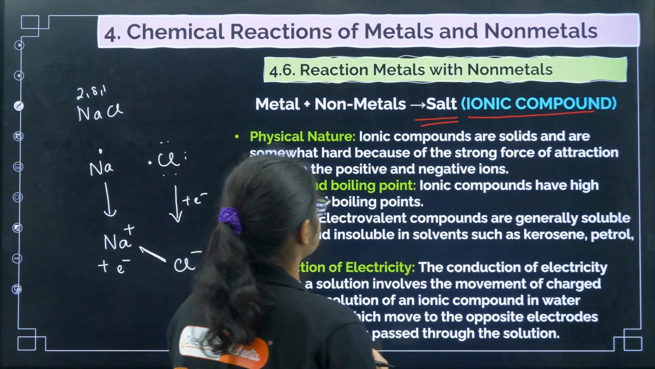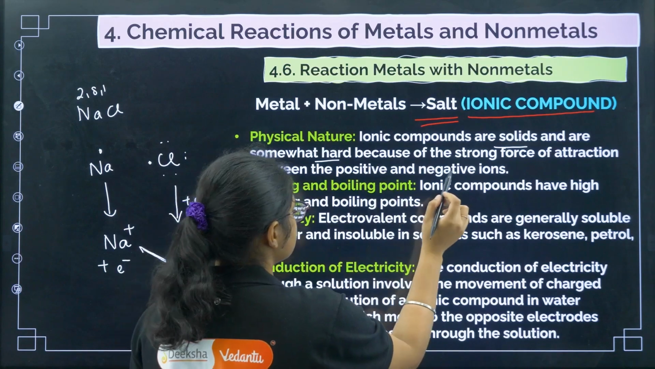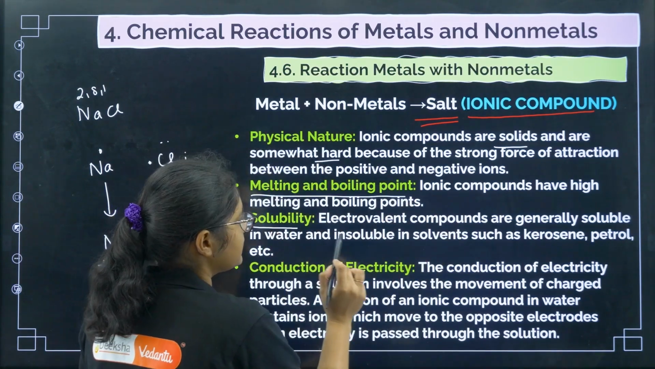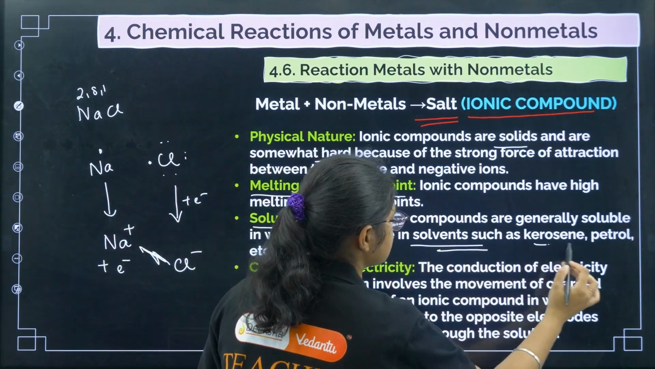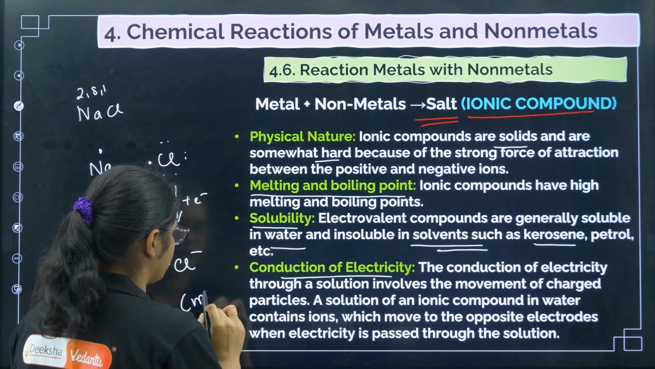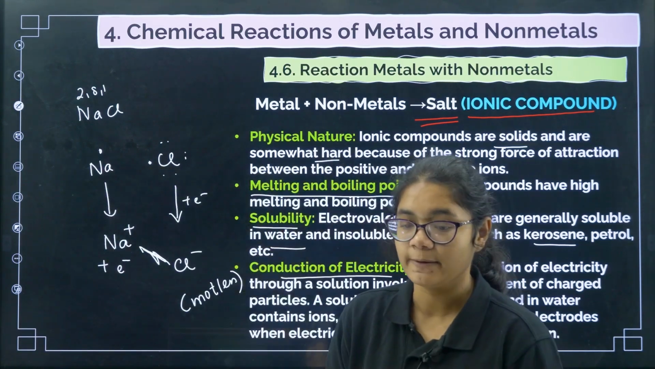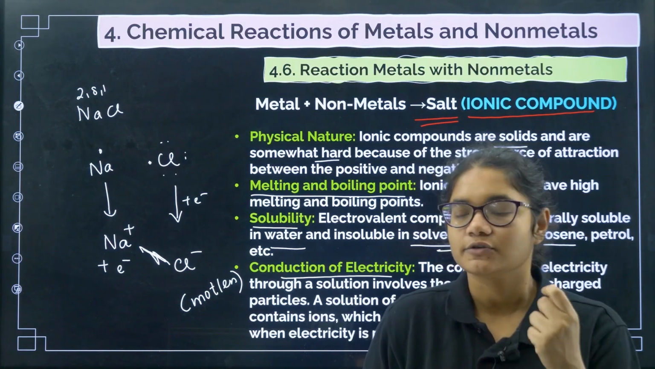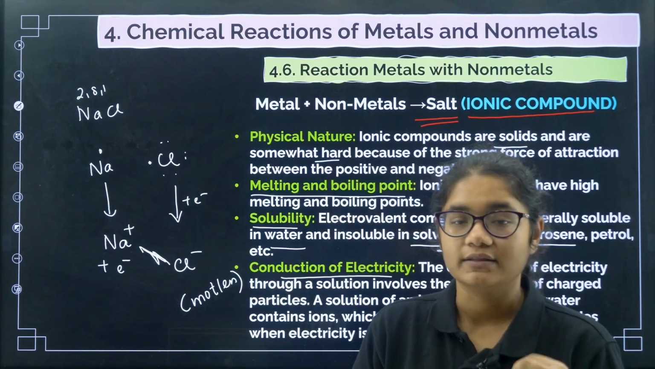Now, the physical nature: ionic compounds are generally solid and somewhat hard because of the strong force of attraction. They have high melting and boiling points. They are generally soluble in water but insoluble in solvents such as kerosene and petrol. They conduct electricity only in the molten state, because in the molten state ions are produced, whereas in the solid state no free ions are present. So they can conduct electricity in the molten or aqueous state.